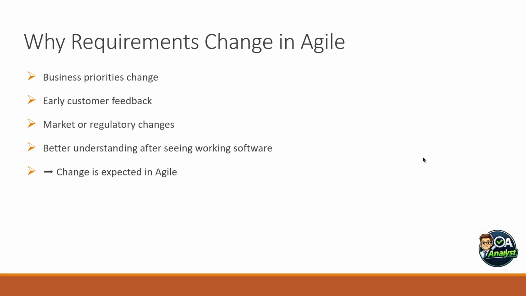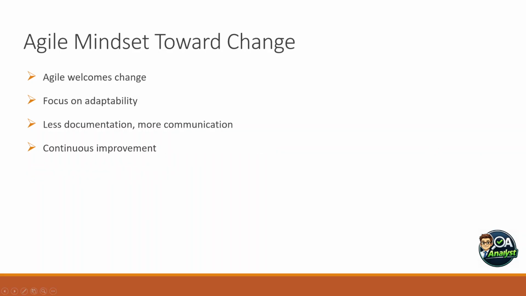In Agile, change is not treated as a problem. Instead, Agile teams say, let's adapt quickly. This means no heavy approval chain, no long documentation updates, but controlled and well communicated changes. And this is where change management becomes important.